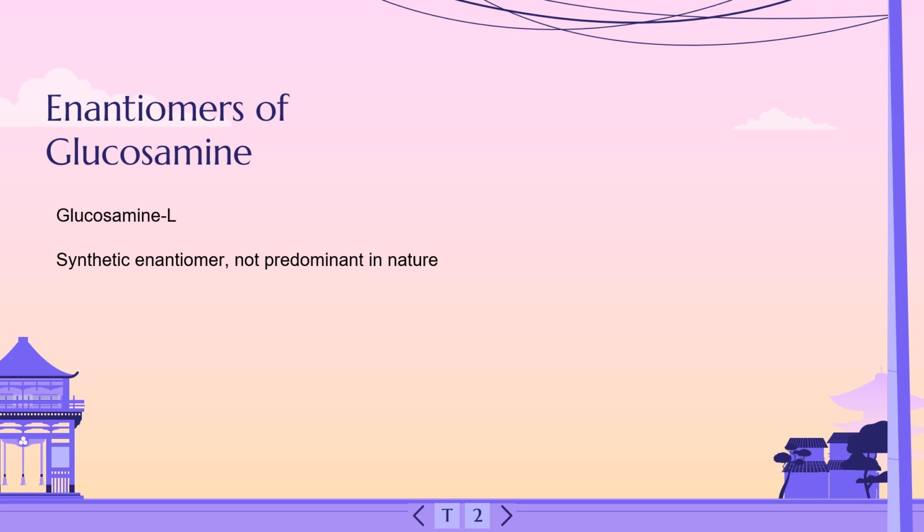Enantiomers of glucosamine. Glucosamine has one enantiomer, which is glucosamine L. It's a synthetic enantiomer, mainly produced in a lab. It's not really abundant in the wild, it's just produced artificially.